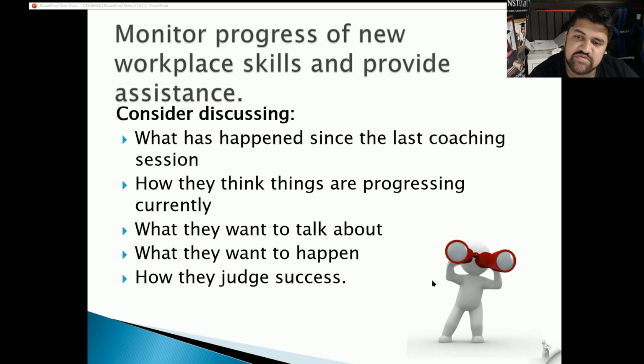Monitor progress of new workplace skills and provide assistance. Consider discussing what has happened since the last coaching session, how they think things are progressing currently, what they want to talk about, what they want to happen, and how they judge success.